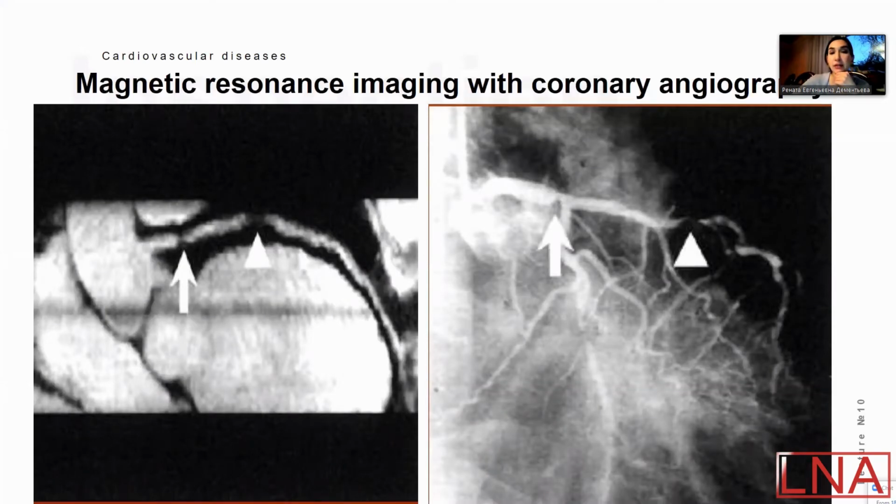Magnetic resonance imaging is used for detecting changes. We can also identify the coronary arteries using contrast components, but MRI is more informative for determining damage of the myocardial cells.